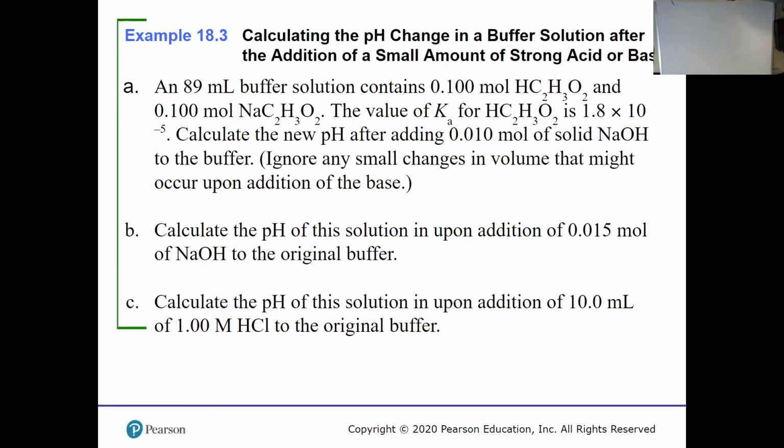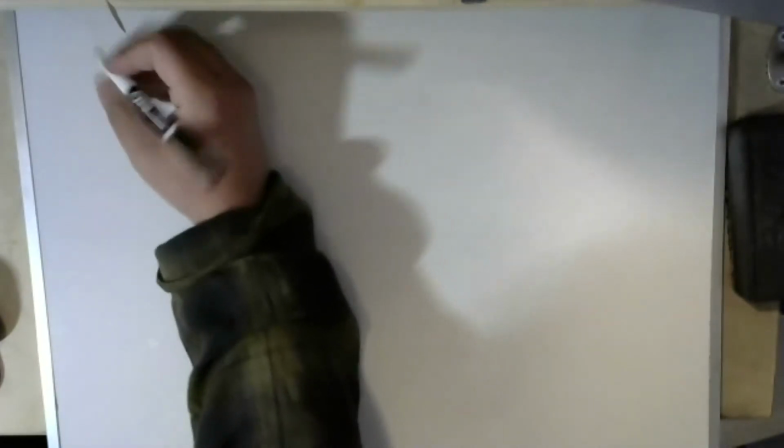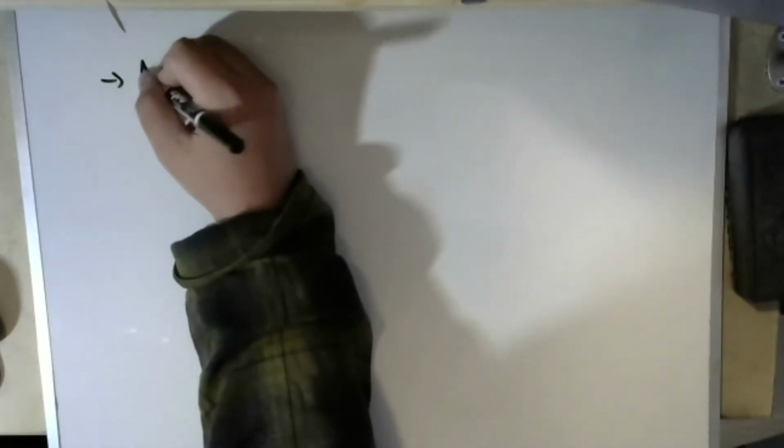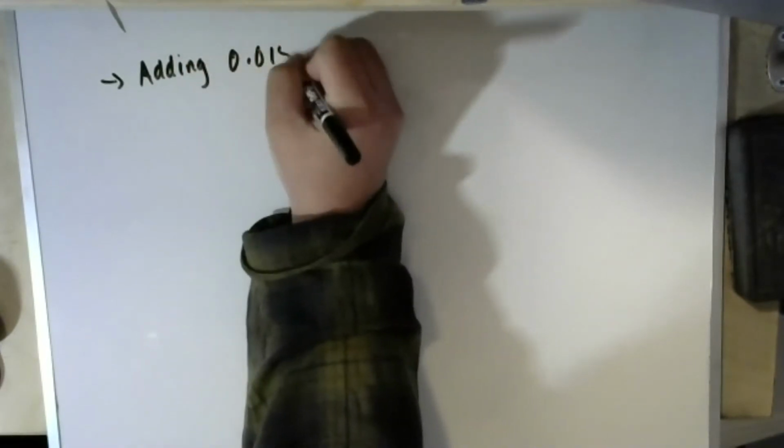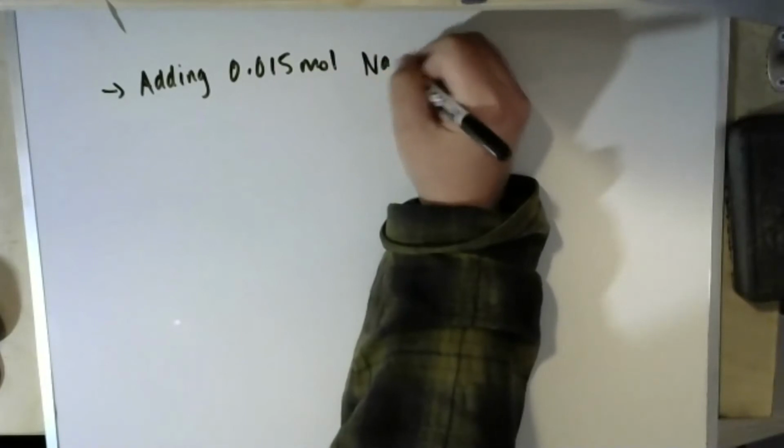Okay, we're going to try one of these problems again. Same scenario, just looking at a different amount of sodium hydroxide that we're going to add to this buffer. But it's good to get used to the process here. Okay, so this time we have 0.015 moles of NaOH that we're going to add to our buffer.